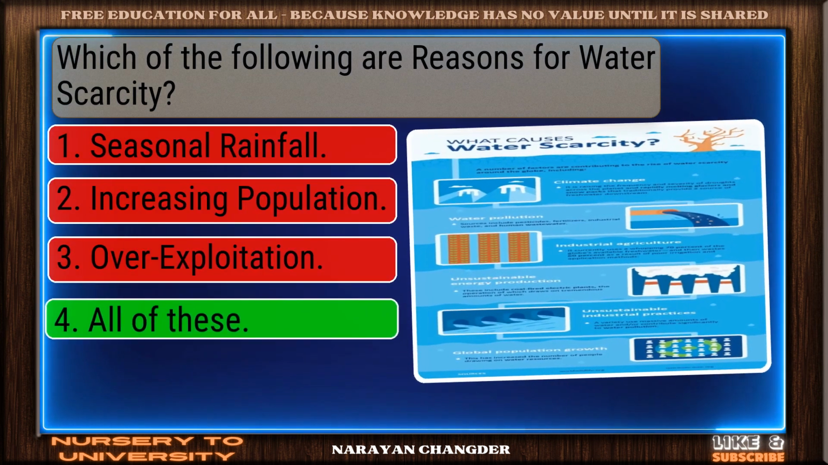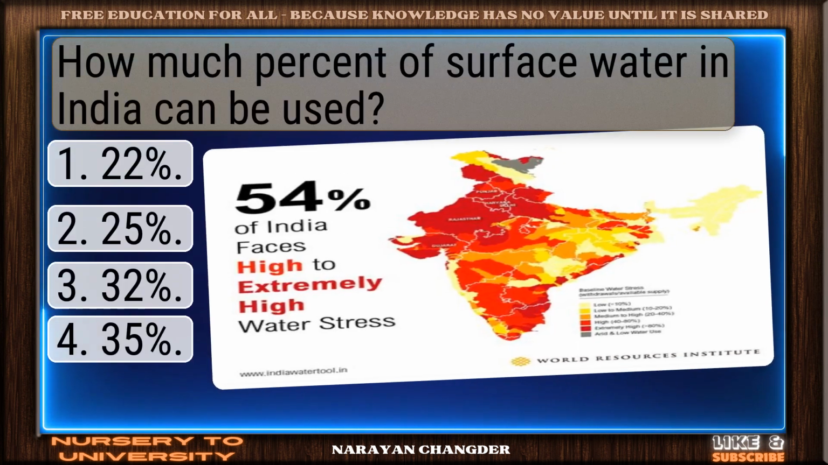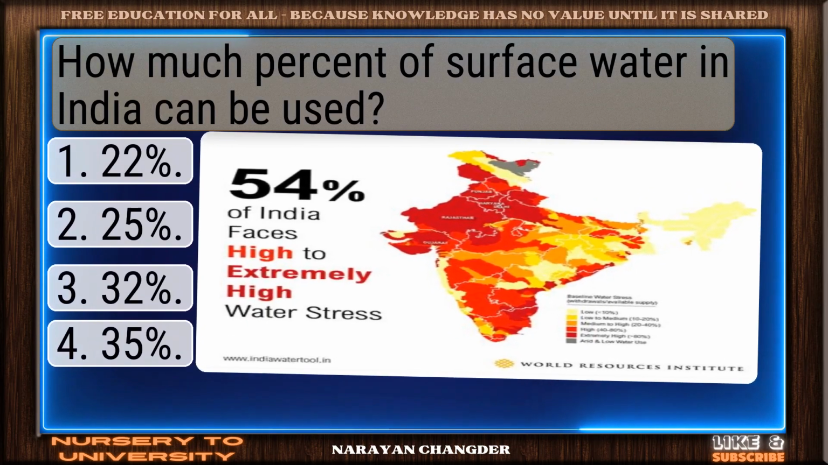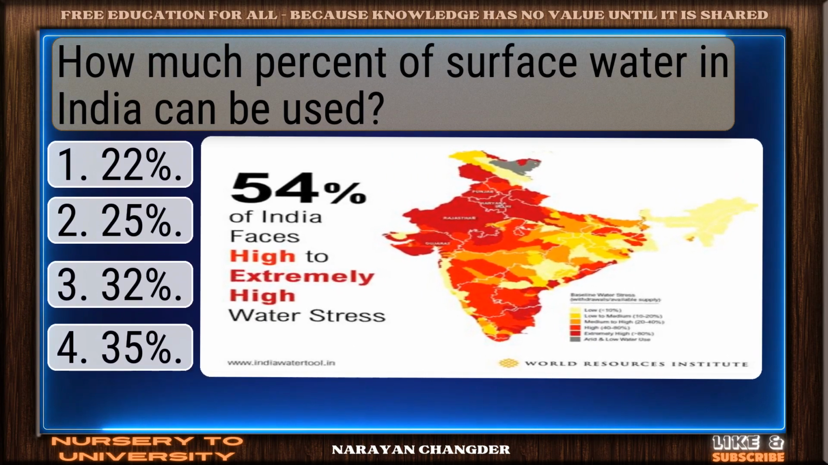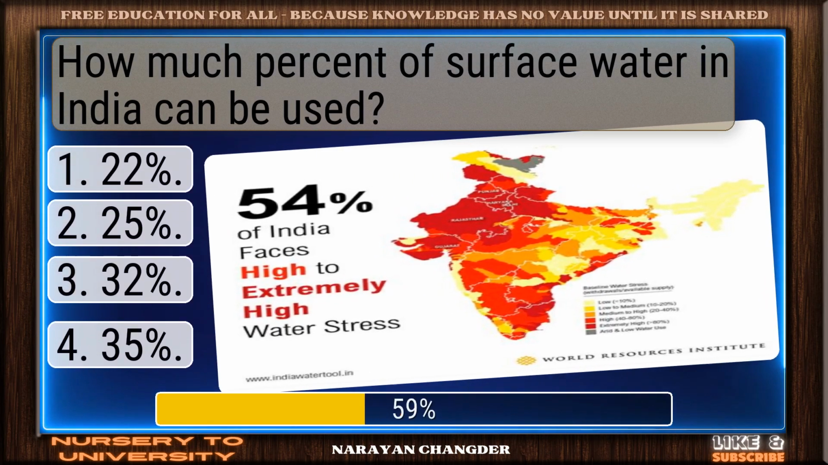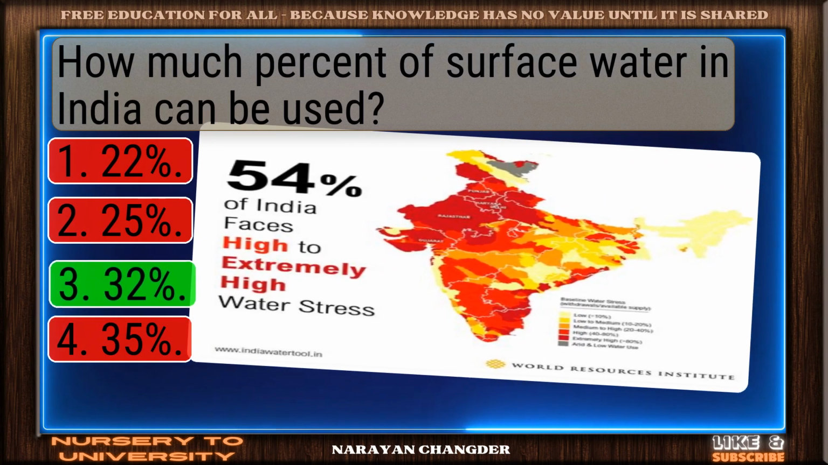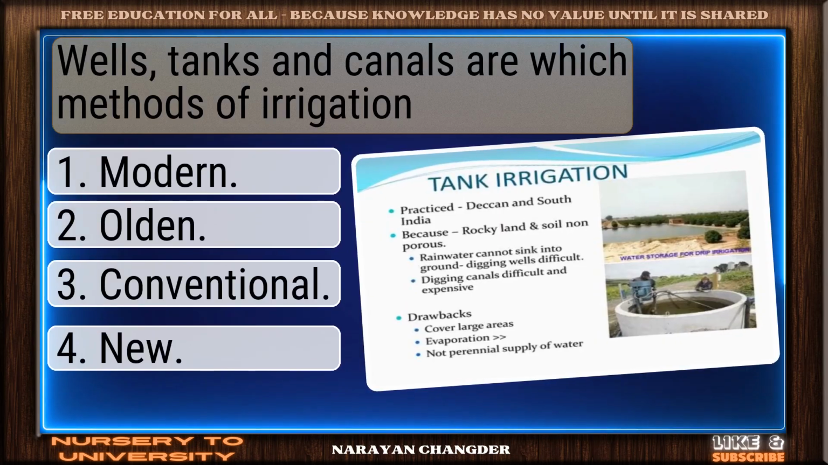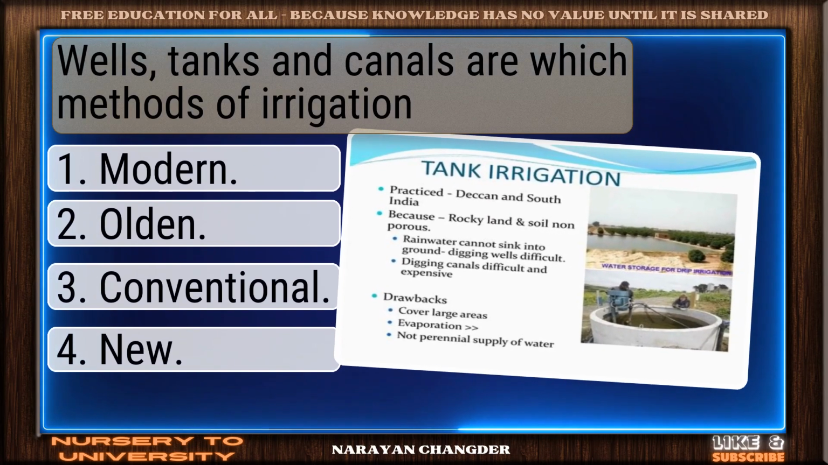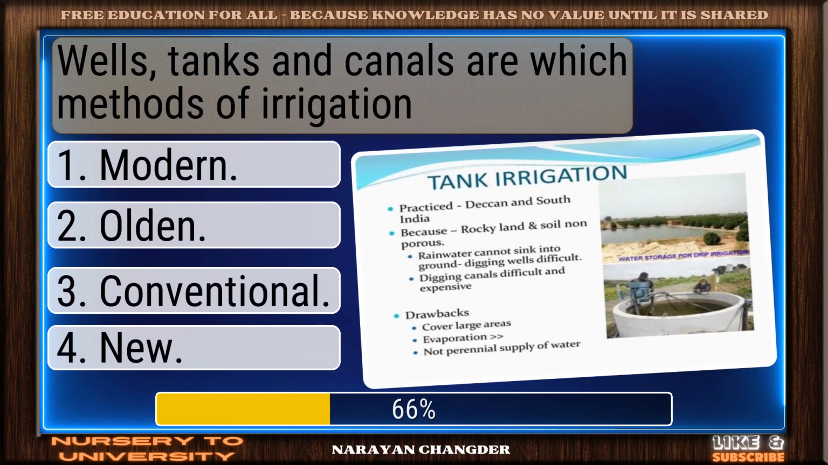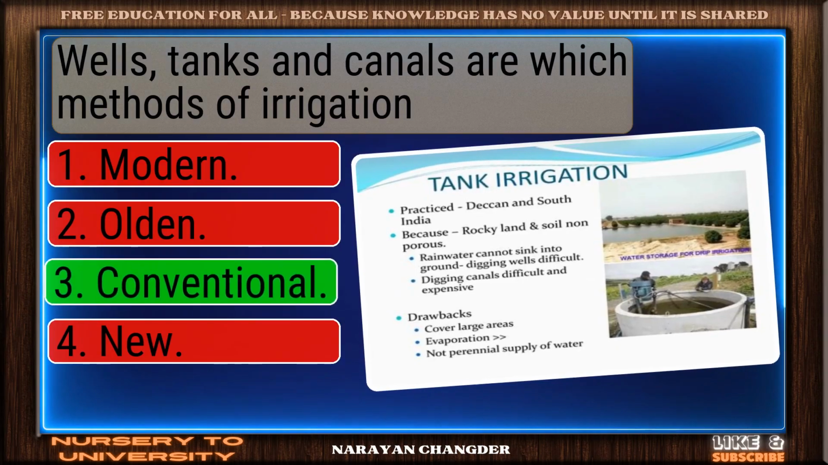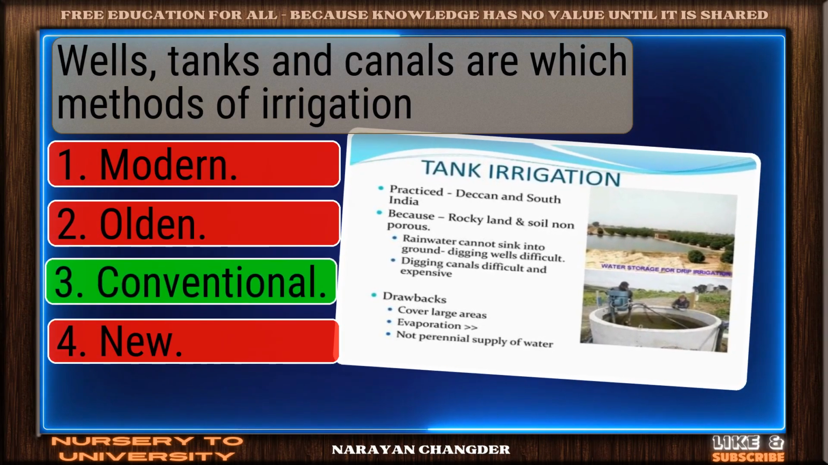Bravo. All of these is the answer. How much percent of surface water in India can be used? On track. 32% is correct. Wells, tanks and canals are which methods of irrigation? Nice selection. Conventional is correct.